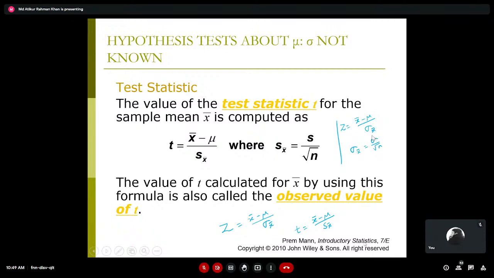So what we have done is replaced sigma by S, and we got the T. You can see they are exactly the same. The only difference is sigma and S. Sigma has been replaced by S. You can see it also here. That's it. So the computation of the statistic is really very easy, the same as before. And the assignment of the distribution is more or less the same. So we'll look at a problem here.